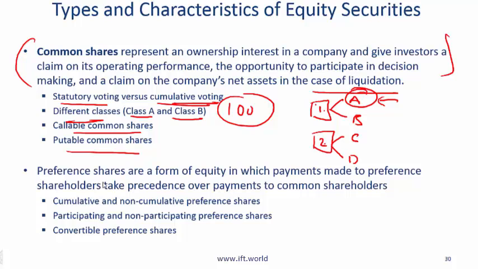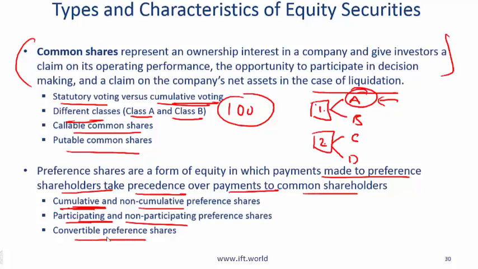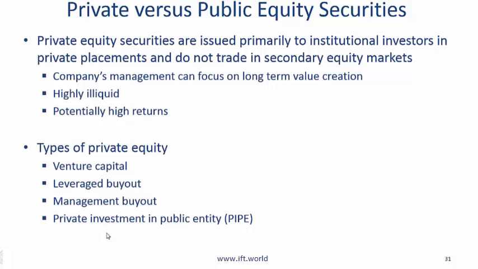Preference shares are a form of equity in which payments made to preference shareholders take precedence over payments to common shareholders. You can have cumulative and non-cumulative preference shares. In cumulative preference shares, you collect dividends from the past if they were not paid. So these would be preferable over non-cumulative. Participating and non-participating, this refers to the fact that with participating preference shares, the shareholders can get some additional percentage of profit. Convertible preference shares means that they are convertible to common stock.